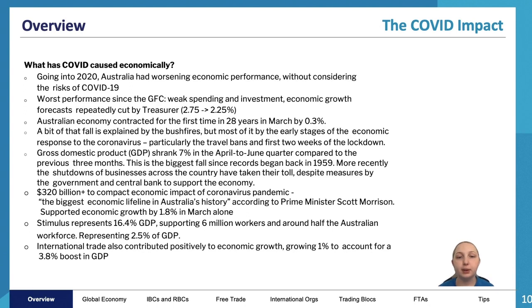And then also explaining in Australia that some of that can be explained by the bushfires, and then the early response to COVID, travel bans, again with economic growth, thinking about our GDP and how it shrank, and comparing that to past records.